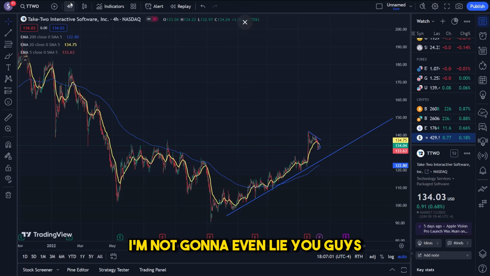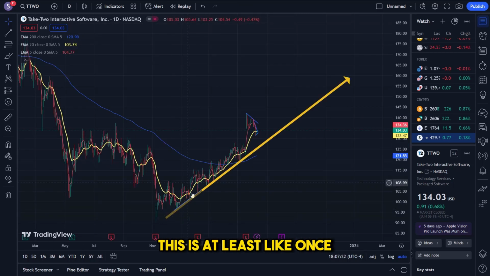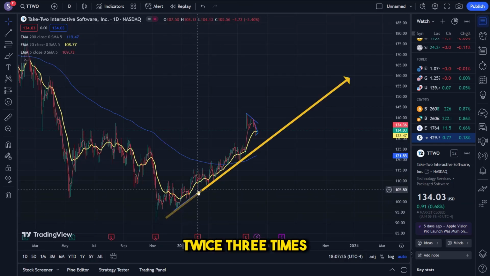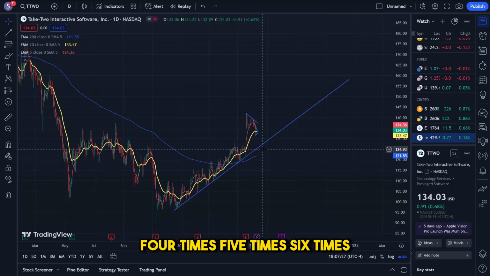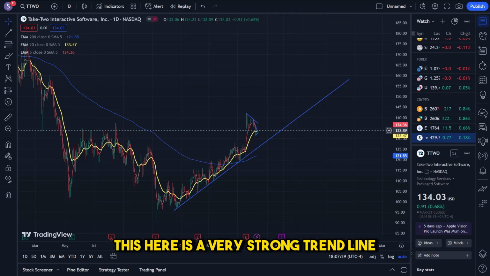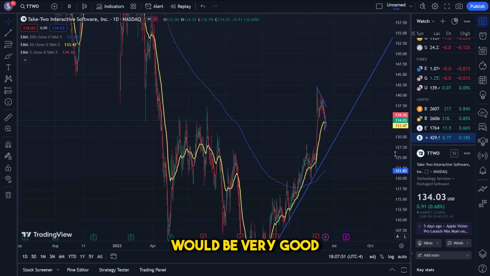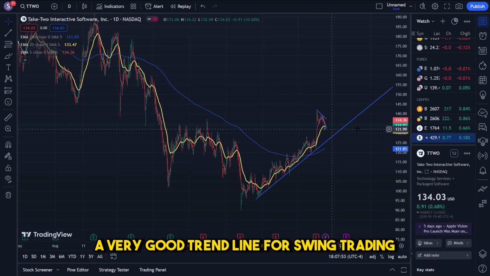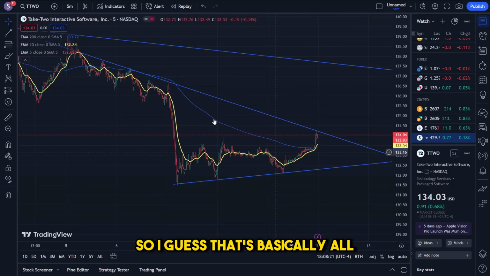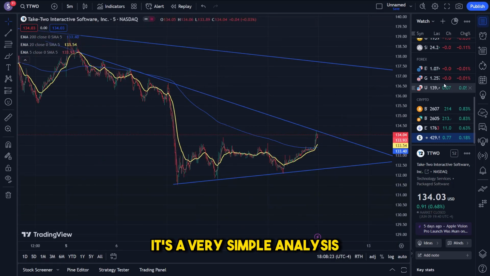I'm not gonna even lie to you guys. It kept on bouncing off. This is at least like once, twice, 3 times, 4 times, 5 times, 6 times. This here is a very strong trend line. I would say that this trend line at the bottom would be a very good trend line for swing trading. Alright guys, so I guess that's basically all. It's a very simple analysis.